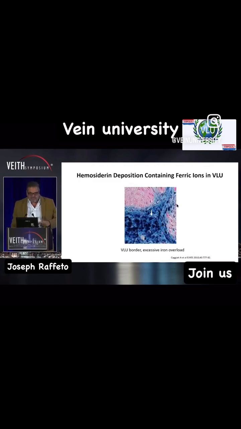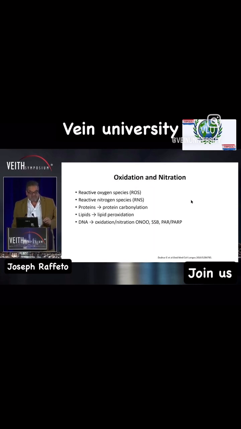This is a slide from Alberto Caggiati that showed this in patients. This is ferric iron, Fe3+. It shows that this is present only in C4b and higher. It's not present in C2, and it's not present even in C3 or C4a. Why this is important is that this is extremely destructive, and it is present in these individuals. I show this because these are really the pathways that are destructive, the oxidation and nitration.